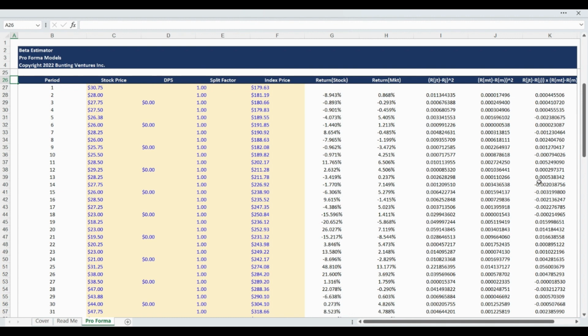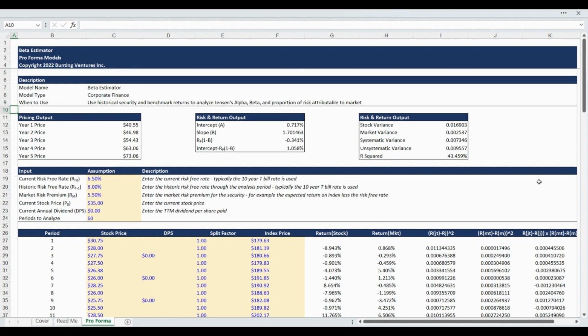The index price is the price of the benchmark index you are utilizing for the applicable historic period. Please remember to utilize the same price measurement period, for example daily, monthly, or annual, for the index price as you do for the stock price input. With all of the assumption and historic data input, the top of the model will present the output we reviewed at the beginning of this video walkthrough.